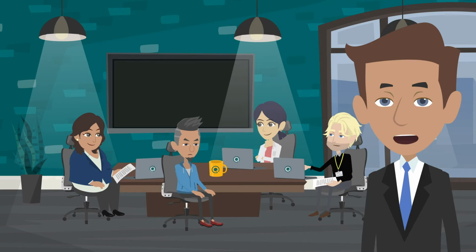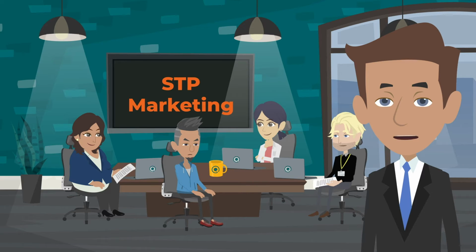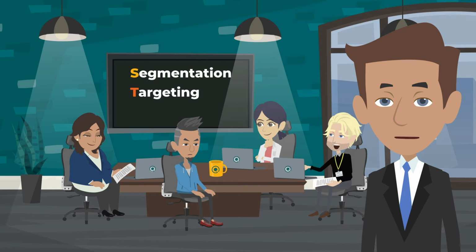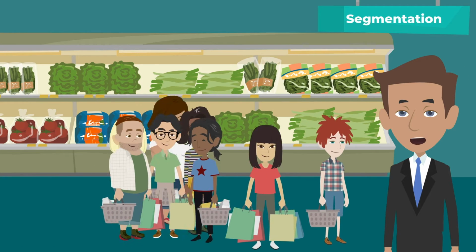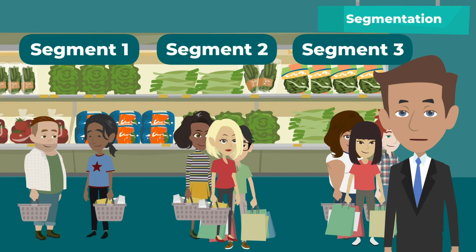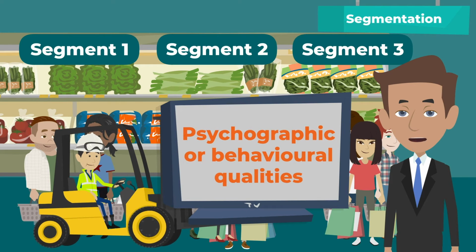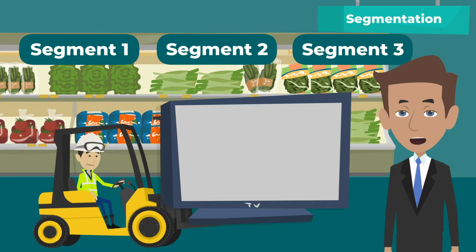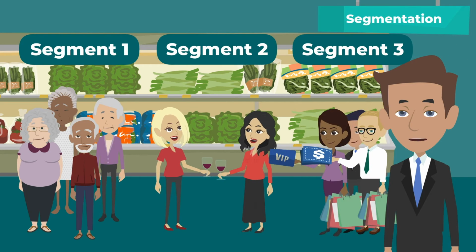As we mentioned in the introduction, we can divide the STP marketing strategy into three stages: segmentation, targeting, and positioning. The first, segmentation, is the division of the market into smaller segments of potential customers. They may share similar needs, demographics, psychographic or behavioral qualities. We can, for example, distinguish between consumers of a similar age living in a certain city who are, for example, very sociable or who tend to make extremely frequent and expensive purchases.